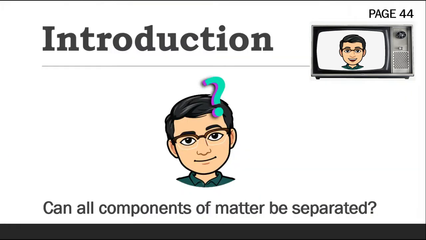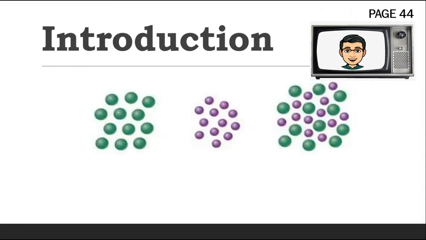So, can all components of matter be separated? So let's start with that. So in pure substances like elements, there is only one type of element present. Thus, it cannot be further separated anymore into simpler substances. However, in compounds, the component elements are chemically combined and cannot be separated through physical means.